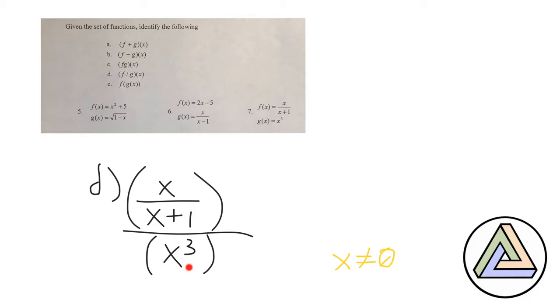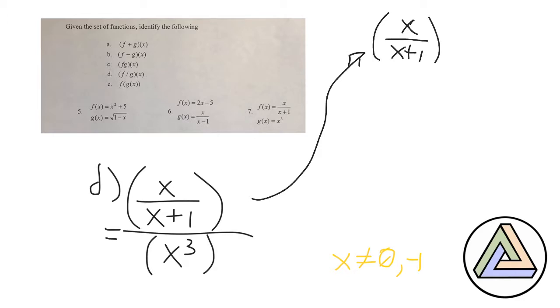Is there anything else that x can't be? Well, yes, we have another denominator here where x can't be negative 1. So x cannot be 0 or negative 1, because if this x was a negative 1, then this would be a 0, and that's a problem too. Okay, once you make those mental notes, now let's go ahead and simplify this situation. I'll write equals. So bringing it up here, that's going to be x over x plus 1, a fraction divided by x cubed.